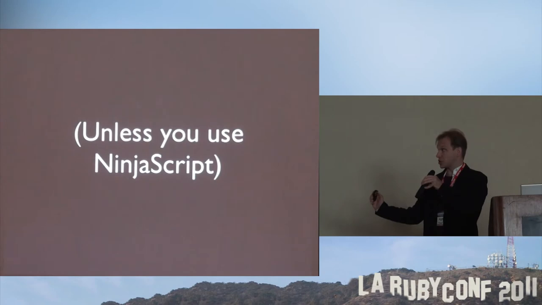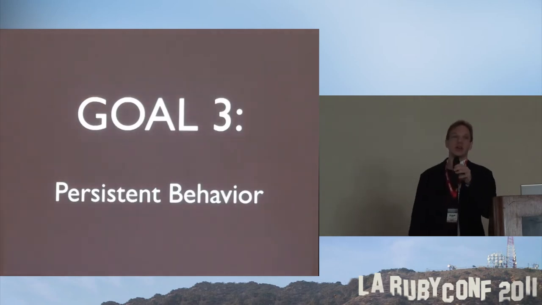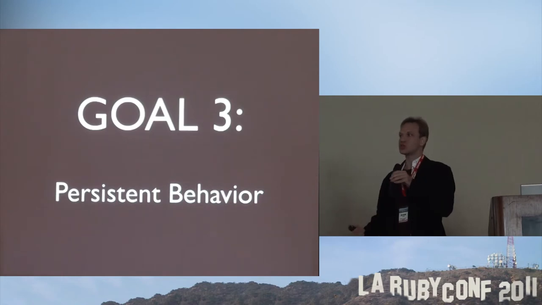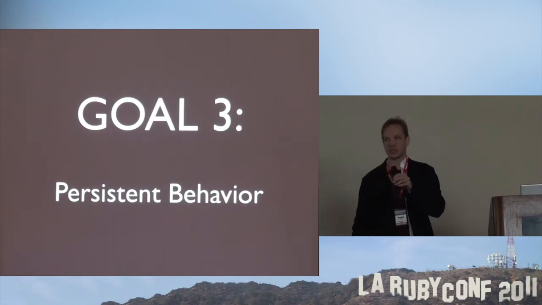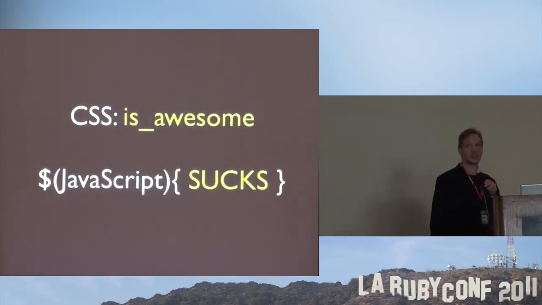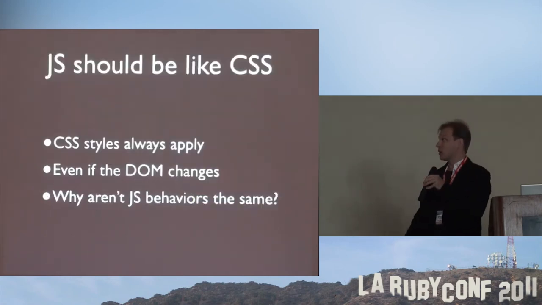The third goal of NinjaScript is persistent behavior. And this is something that is a little less obvious. We're all so used to the way that JavaScript works that we don't realize that JavaScript doesn't give us persistent behavior. So the metaphor I like to give for this is that CSS is awesome, but JavaScript sucks. What do I mean by that?